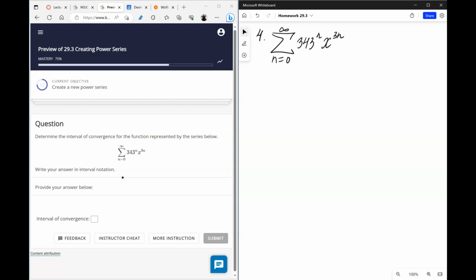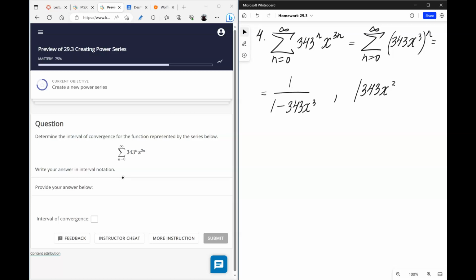Even though it's not asking for it, I'm going to recognize this pattern and write the function to which this series converges on this interval. To find this interval, we have to solve this inequality.